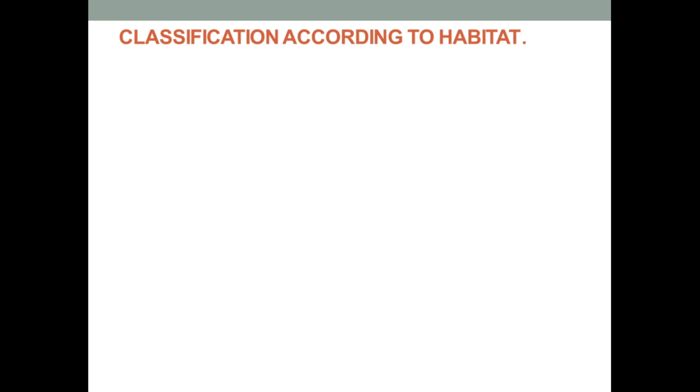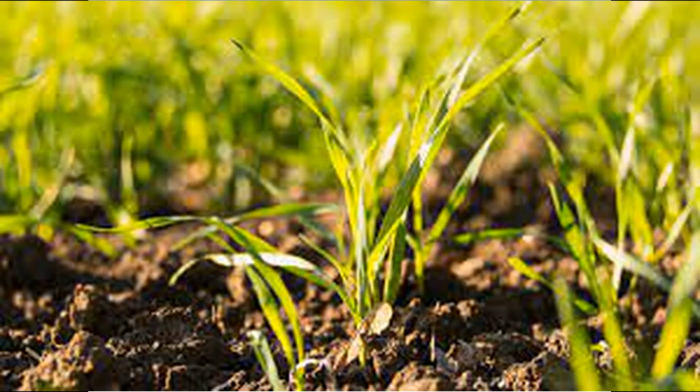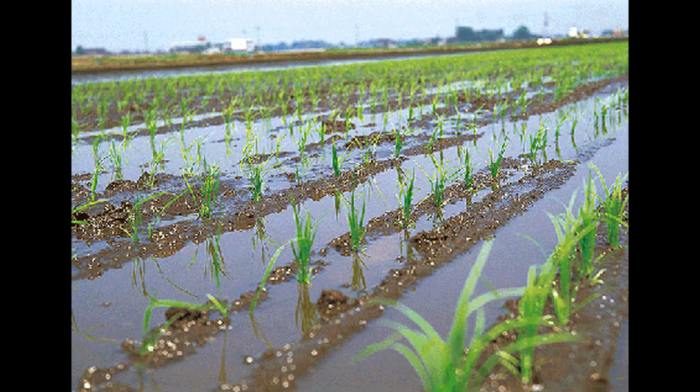Next, we want to look at classification according to habitat. That is, we are classifying plants or crops basing on the suitable habitat in which they can grow. So, plants in this class can either be terrestrial, that is, plants that grow on land, or aquatic, that is, water-loving plants.